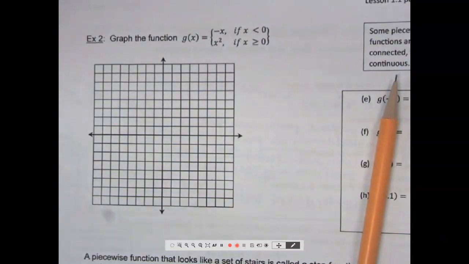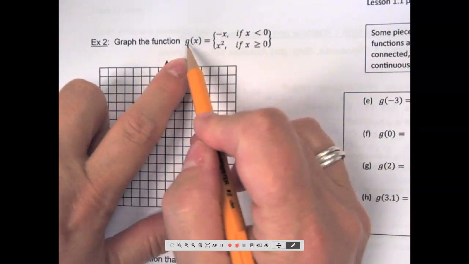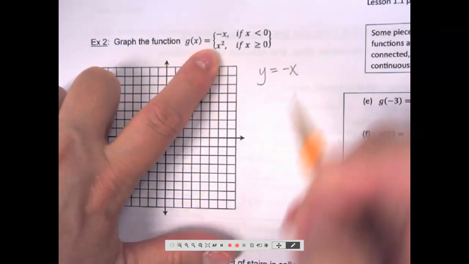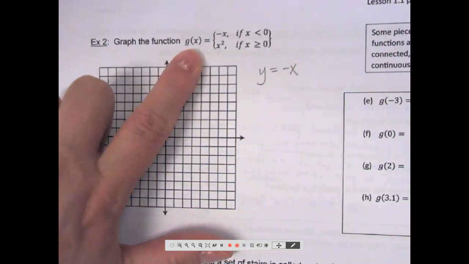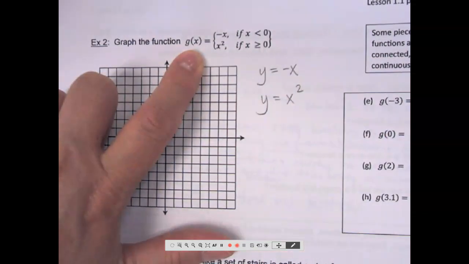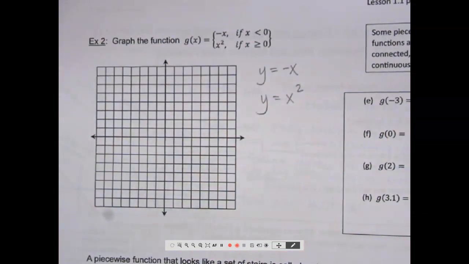Okay, example 2. So we have 2 pieces to this one, not 3. G of x is the same thing as y. So I want to graph y equals negative x. Then I want to graph y equals x squared. Negative x will be a line with a y-intercept of 0 and a slope of negative 1.